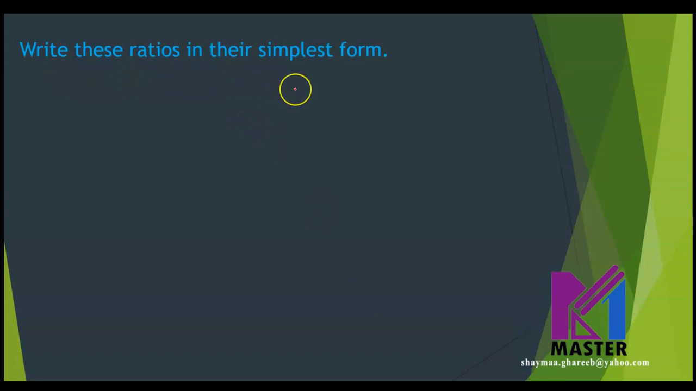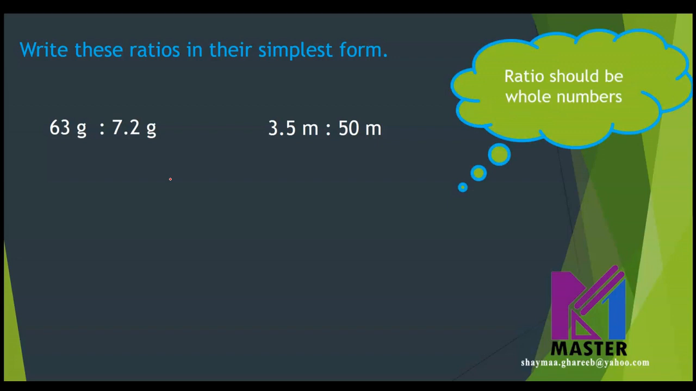Write these ratios in their simplest form. I have here two different numbers. One of them is a whole number and the other one is a decimal. What did we say? We should write the ratio as a whole number. So what should I do here? I will multiply both numbers by 10. So the 63 will be 630 and 7.2 will be 72. Now let's divide. I can divide both by 9 because both of them are multiples of 9.